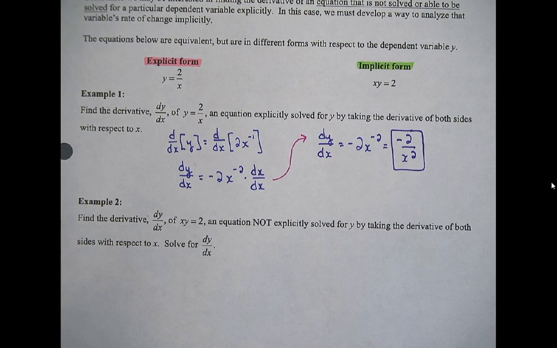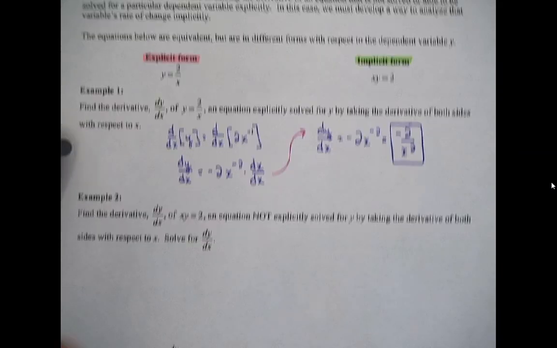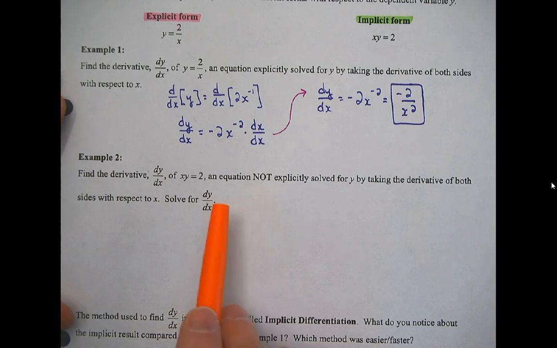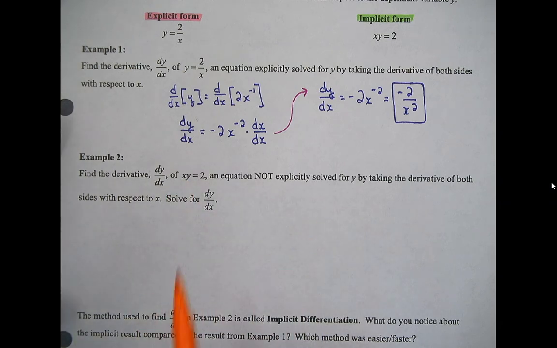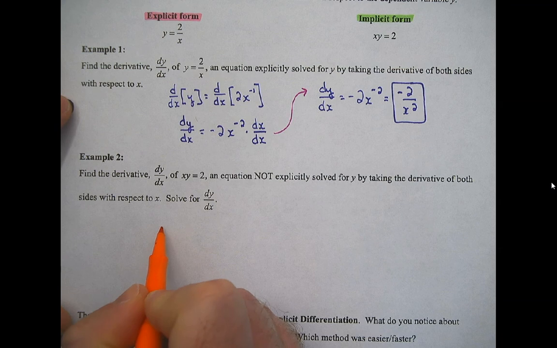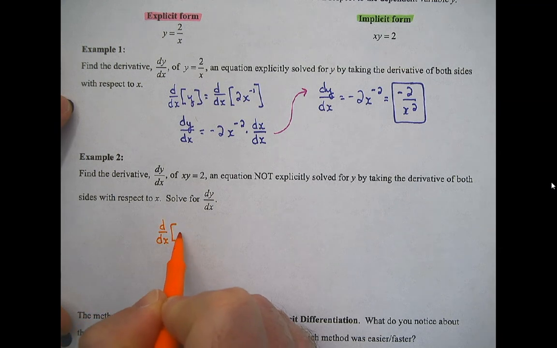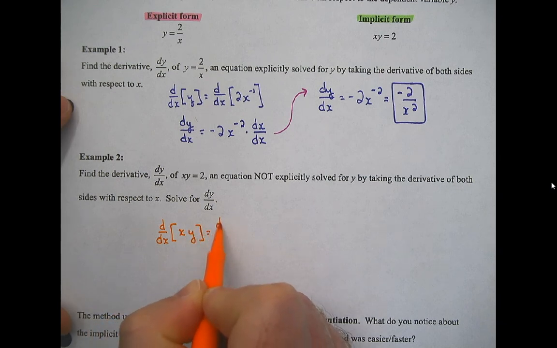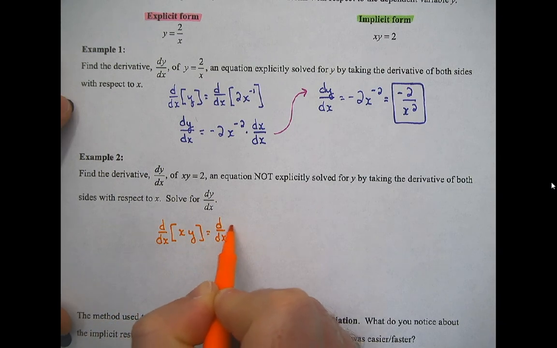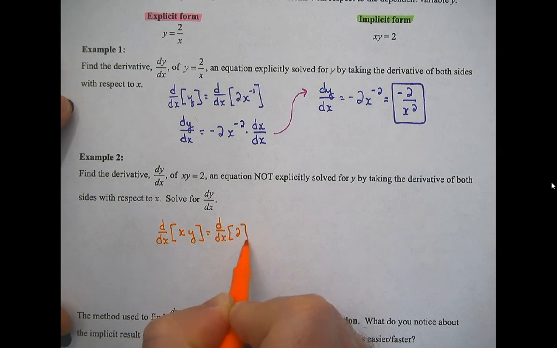All right, now let's try to replicate that process, but this time we're going to derive this according to an implicit scenario. So I'm trying to find the derivative of this, but the problem is I'm not solved for y. So we're going to do the same thing. We're going to take the derivative of both sides. So I would take d dx of xy equals d dx of 2.